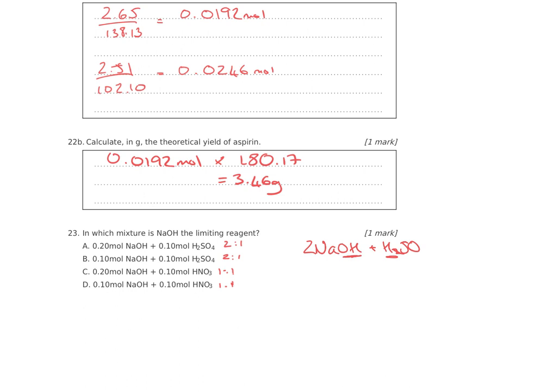So 0.2, so they're the same. So it's not going to be that one. So that's only half what it needs to be, so it's limiting in that one. Just double check the others. It's 1 to 1, so it's too much in that one and the same in that one. So it's definitely B.